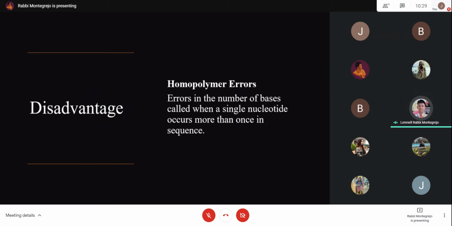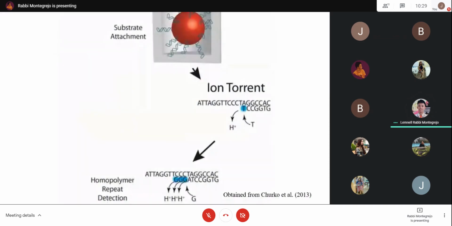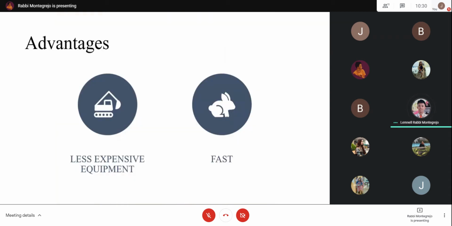A disadvantage, however, is homopolymer errors, which are errors in the number of bases called when a single nucleotide occurs more than once in a sequence. This is important to note because the detection is by the release of hydrogen ions. So if it is a run of the same base, in this case G, the hydrogen ions detected could be interpreted as a single base call. So instead of 3, it is recorded as 1, which is already an error.